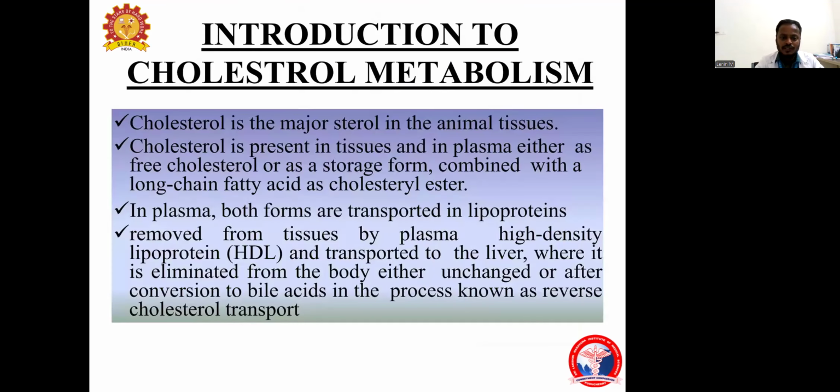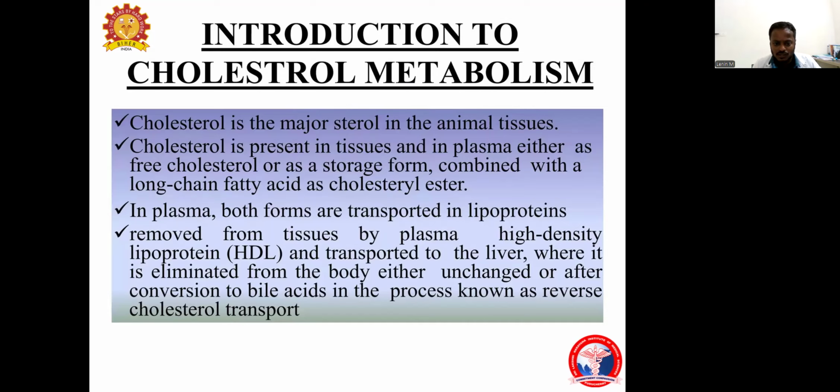So this is the introduction to cholesterol. We know that cholesterol in animal tissues and in plasma is present either as free cholesterol, or as cholesterol ester, combined with a long chain fatty acid.